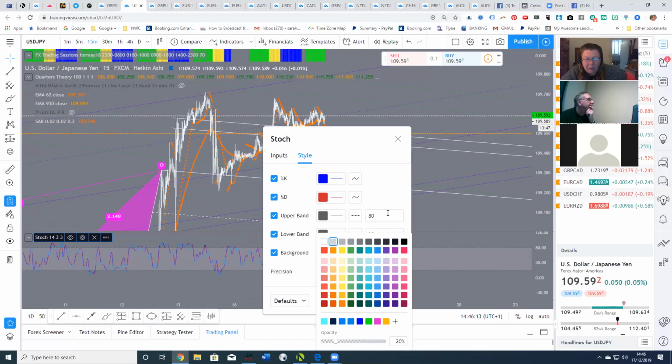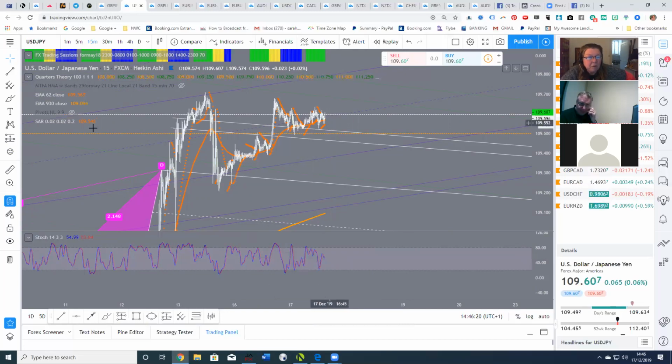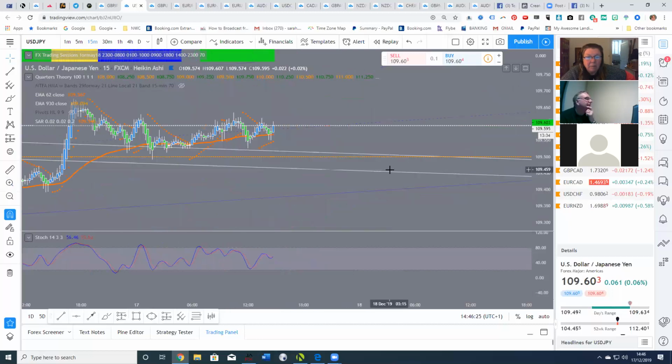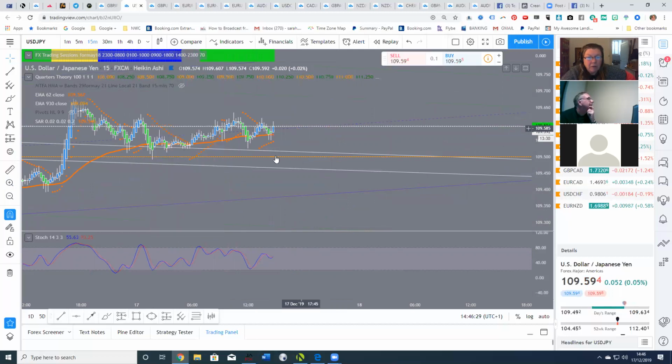Let's put on that pale one. So at the moment it's in the middle on the 15-minute. It's not doing anything very much. I'll just magnify this so we can have a look up here. Got the Heikin-Ashi on, so you can see that it's working its way up to the over 80.